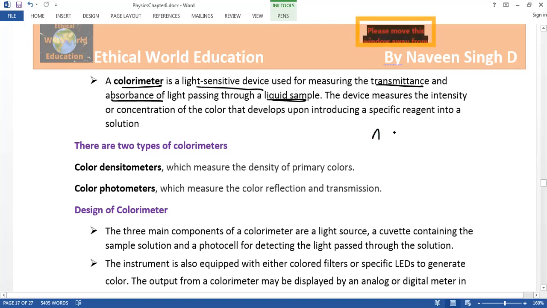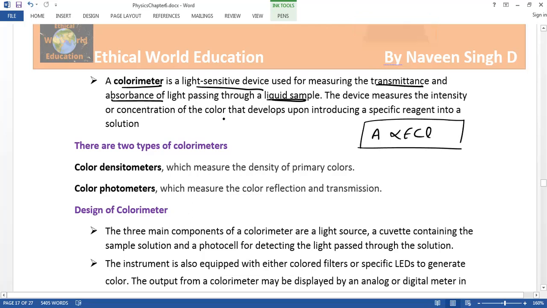That is, absorbance is directly proportional to the concentration of the solution and the length of the light traveled through it, or epsilon CL. We should know this law to understand the calorimeter. This device measures the intensity or concentration of the color that develops upon the introduction of a specific reagent into the solution. Keep in mind that this is Beer and Lambert law: absorbance is directly proportional to the concentration, and also directly proportional to the length of the light traveled through it.